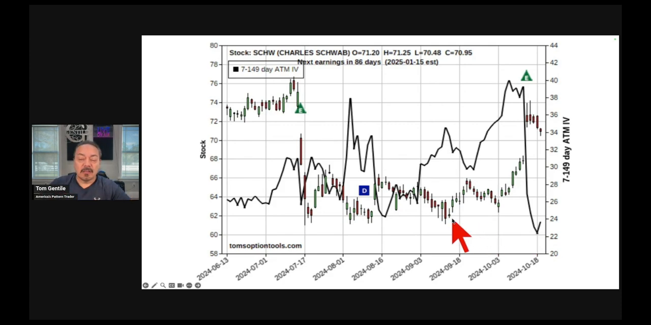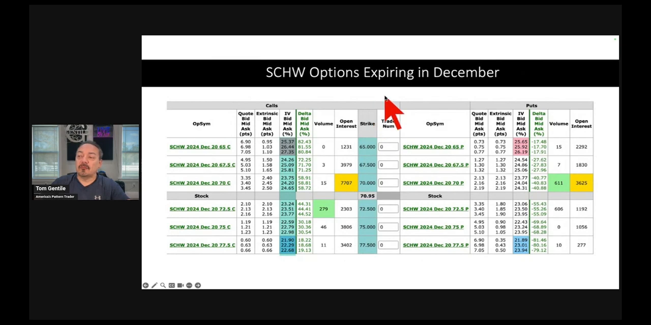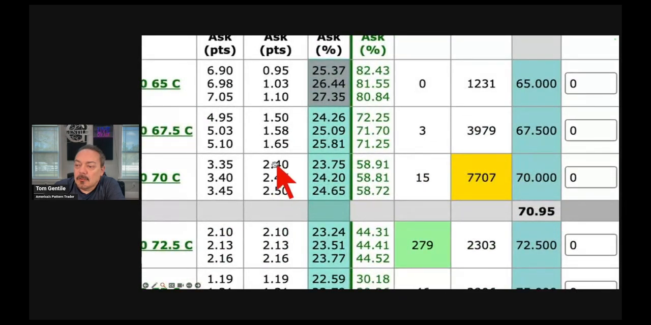All right, so we'll look at 60-day options. These are the options that expire in December. These are December 20 options. And if Schwab is trading just above 70, call it 71, take a look at the call options, the December 70s, they're $3.40. Now look at the intrinsic value there. You guys see that? $2.45. So $2.45 is the actual option value.